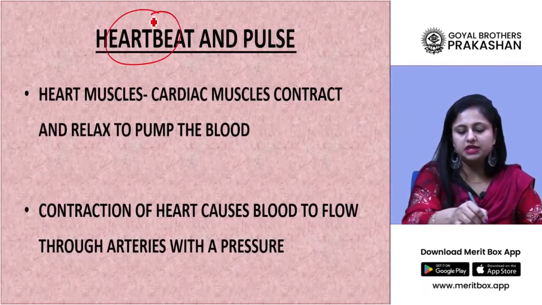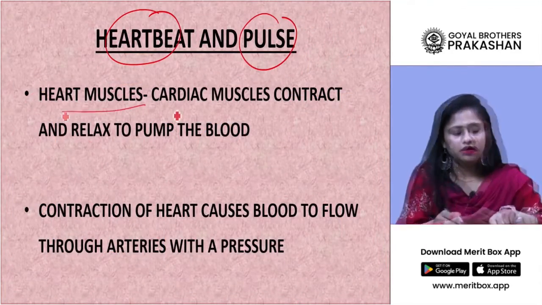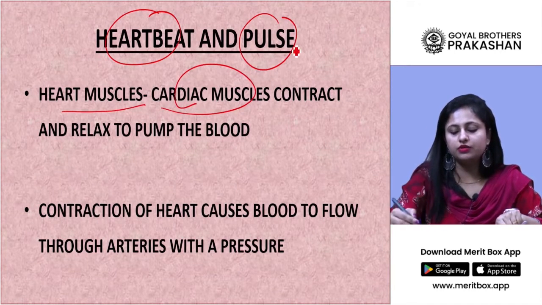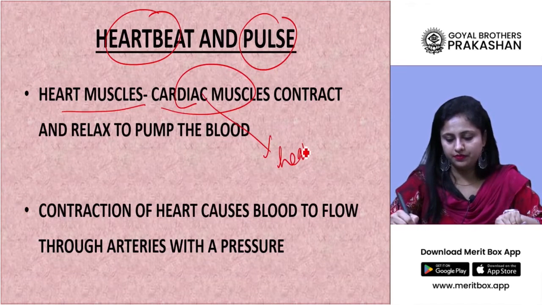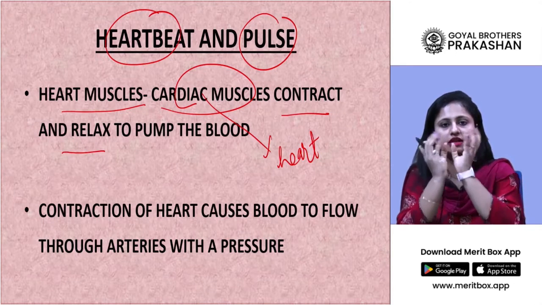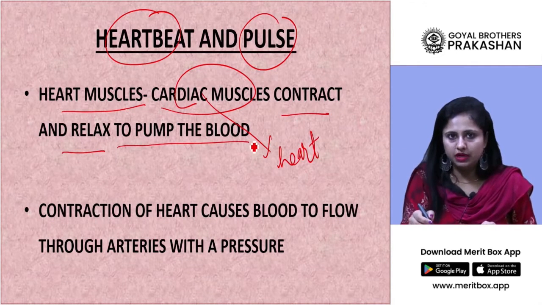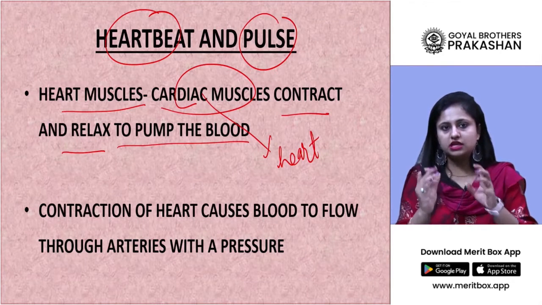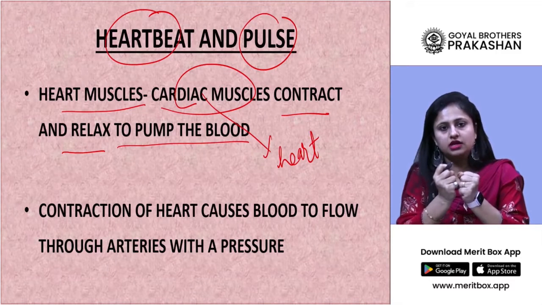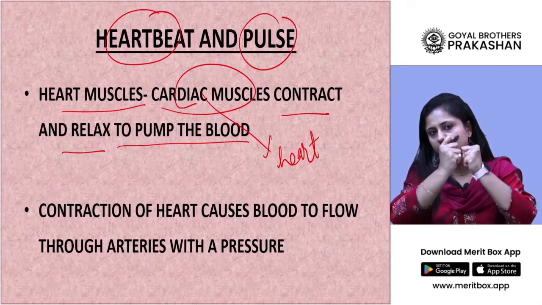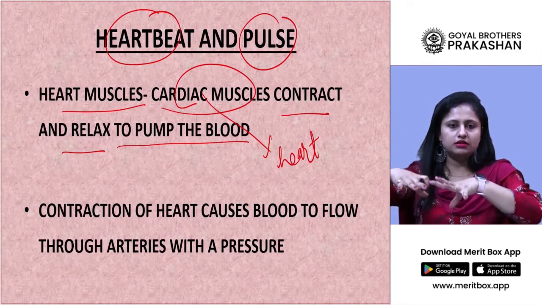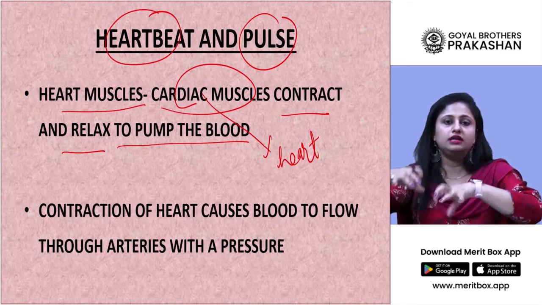Next, heartbeat and pulse. First, heart muscles. So heart muscles are the cardiac muscles. Cardiac word is related to heart. So cardiac muscles contract and relax to pump the blood. When our heart muscles relax, it means they are ready to receive blood, and when they contract, it means they are ready to squeeze out the blood from the upper auricles to the lower ventricles, or they are ready to give blood downward.